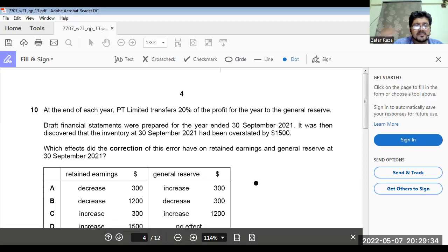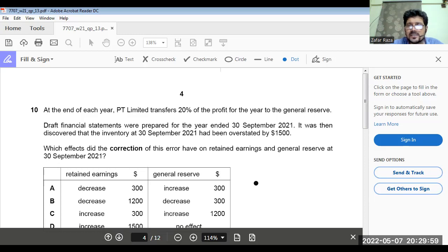Now 10. At the end of each year, PT Limited transfers 20% of profit for the year to general reserve. Draft financial statements were prepared for the year ended 30th September 2021. It was then discovered that the inventory at 30th September 2021 had been overstated by $1,500. Getting my point clear?